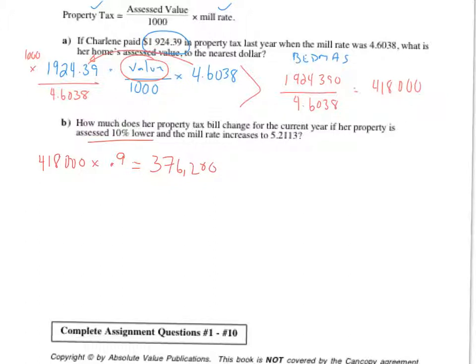So the property tax, we don't know. But we know it's the assessed value, which we figured out is 376,200 divided by 1,000 times the mill rate, which in this case is 5.2113. And on your calculator, if you do 376,200 divided by 1,000 and then multiply by 5.2113, you end up with property tax of $1,960.49.